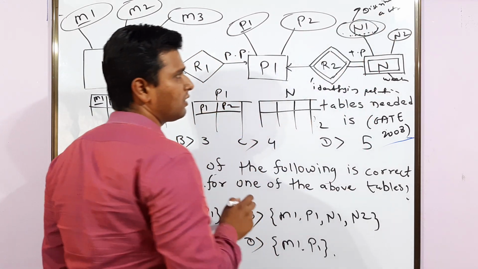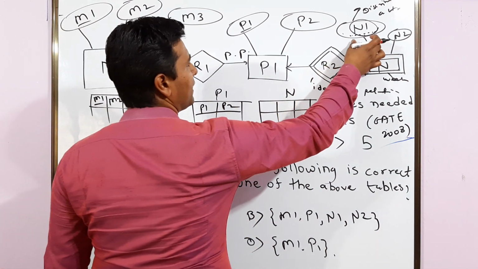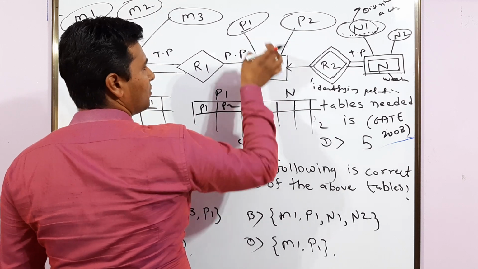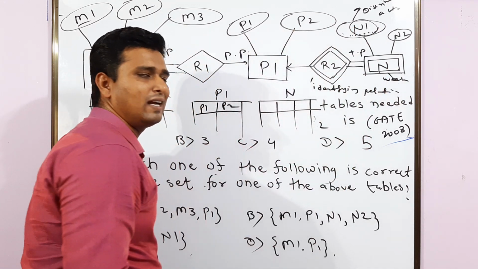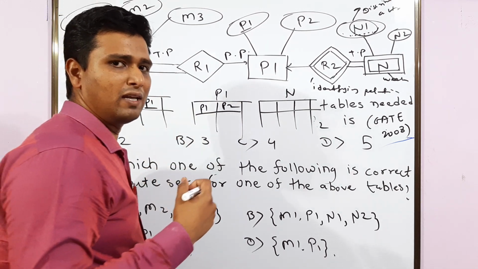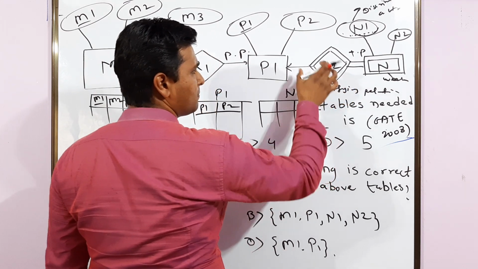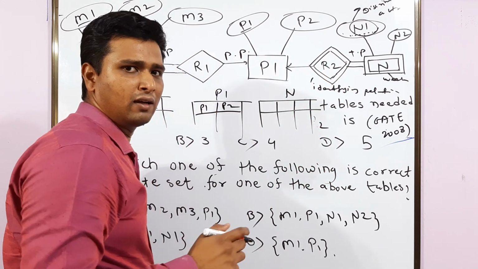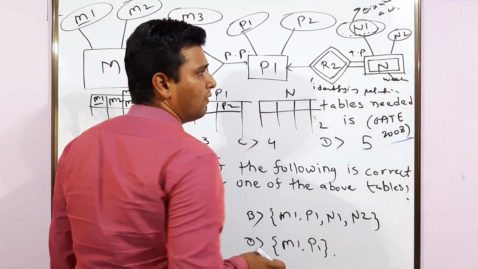So what is a discriminator attribute? It represents that it should be combined with the primary key of a strong entity, so that this weak entity gets a primary key. Now this identifying relationship is always represented by a double diamond box, and it will always be associated with a weak entity.